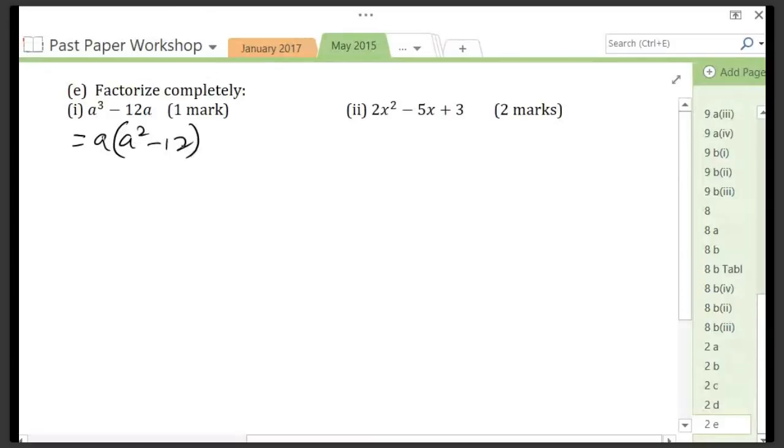So find the HCF of these two terms, which is a, and divide each term by the HCF and just put the quotient there in brackets. Excuse me. All right, so the last thing here is to factorize this quadratic equation here. Notice 2 multiplied by 3 here is 6, factors of 6, whose sum will be minus 5.